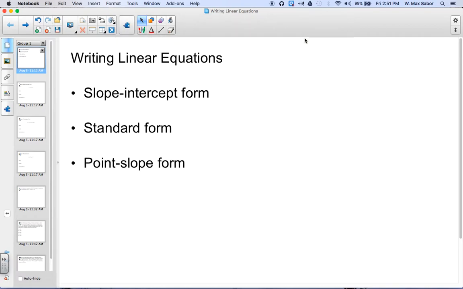Today we're going to be talking about writing linear equations. I am assuming that you already know how to calculate slope from the various versions of linear relations. So there's a video to watch if you do not already know that. We're specifically going to be writing linear equations in slope-intercept form, standard form, and point-slope form.